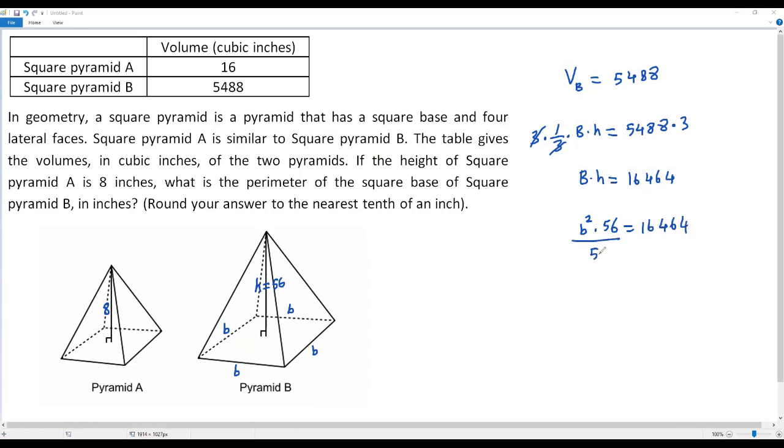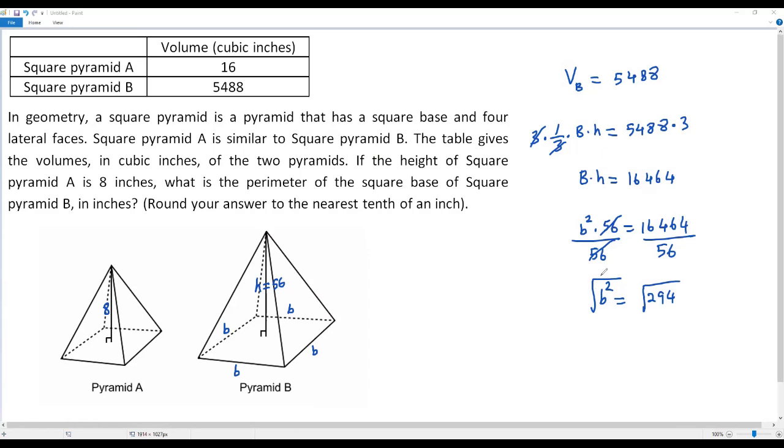Okay, now let me divide both sides of this equation by 56. Then this 56 will cancel out. Then I'm getting b squared on the left side. When I divide this 16,464 by 56, I'm getting 294. Okay, now to solve for b, we have to get rid of this exponent 2. We have to take the square root to get rid of the exponent 2 over here. Let me take the square root on both sides of the equation.